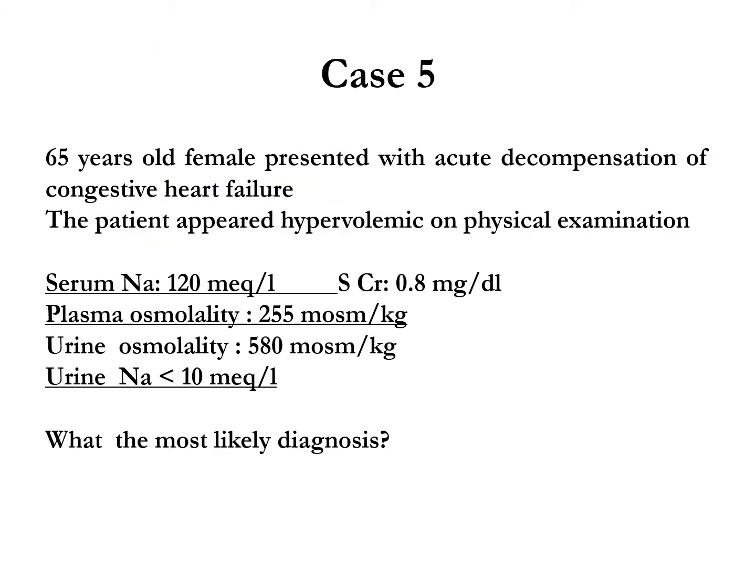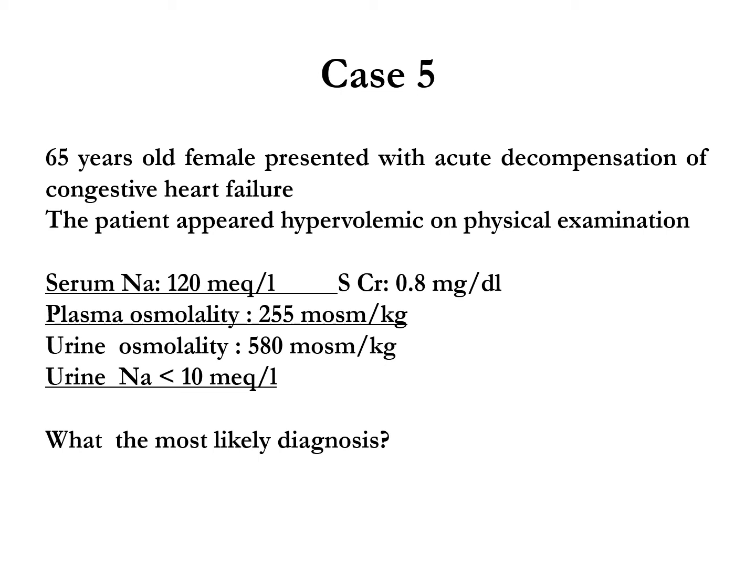The fifth case is a 65-year-old female presented with acute decompensation of congestive heart failure. The patient appeared hypervolemic on physical examination. Serum sodium is 120 milliequivalent per liter. Serum creatinine is 0.8 milligram per deciliter. Plasma osmolality is 255 milliosmol per kg. Urine osmolality is 580 milliosmol per kg. Urine sodium is less than 10 milliequivalent per liter.